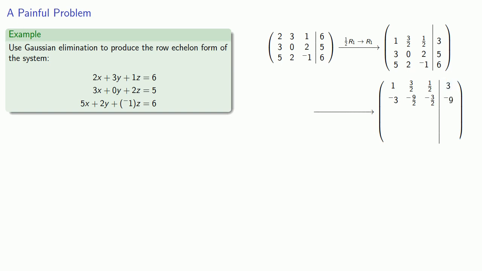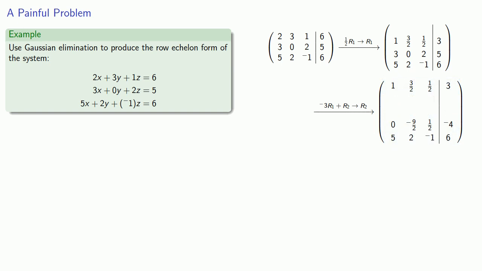Now we'll add this row to the second row, and we'll copy down that second row closer for convenience. So -3 plus 3 is 0. -9/2 plus 0 is -9/2. -3/2 plus 2 is 1/2. And -9 plus 5 is -4. Now we can also record this as -3r1 plus r2 replaces r2. And we'll keep the original first row, the new second row, and the original third row. And the other rows are unnecessary, so we don't have to keep track of them anymore.